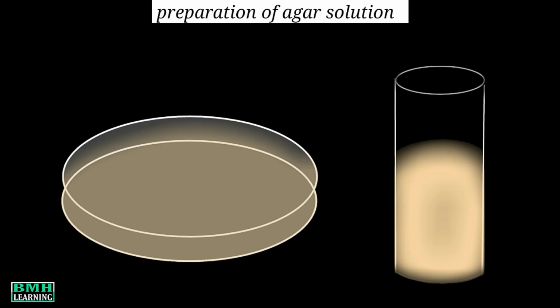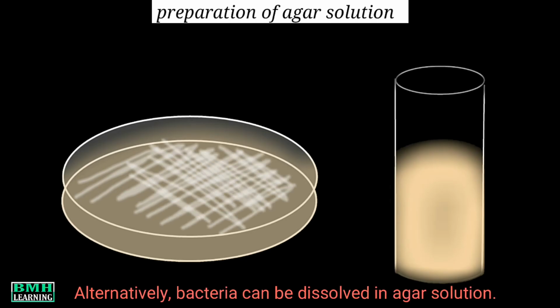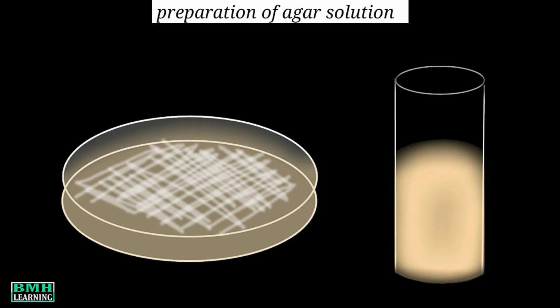The preparation of agar: according to the need of the experiment, the required amount of agar solution is prepared. The agar solution is then poured into the petri dish. The important thing here is we inoculate microbial inoculum over the entire agar surface. So the agar solution has the bacteria against which we are testing the antibiotic.